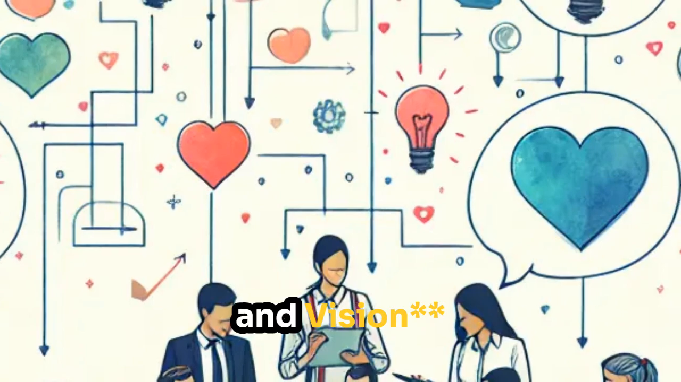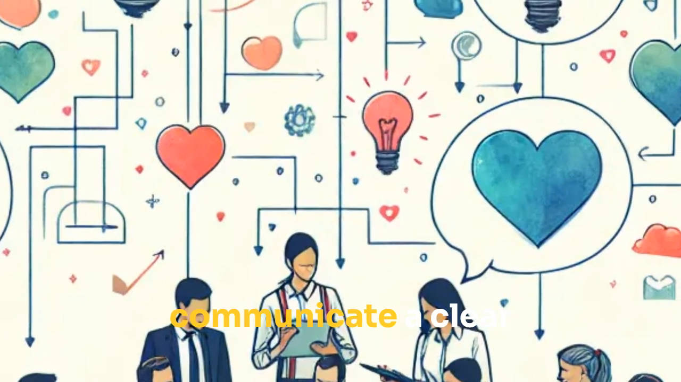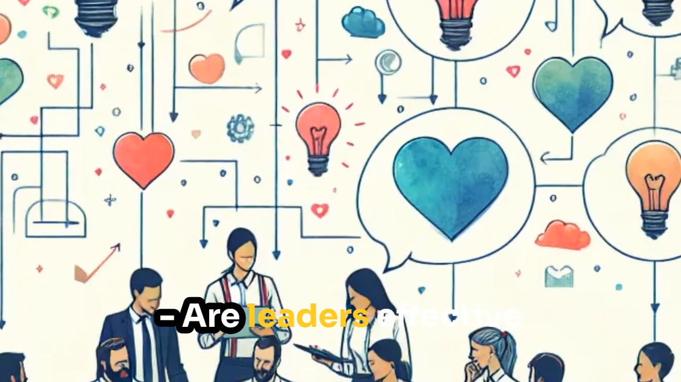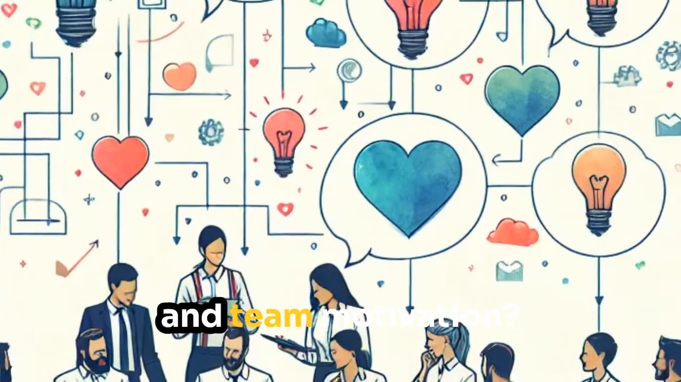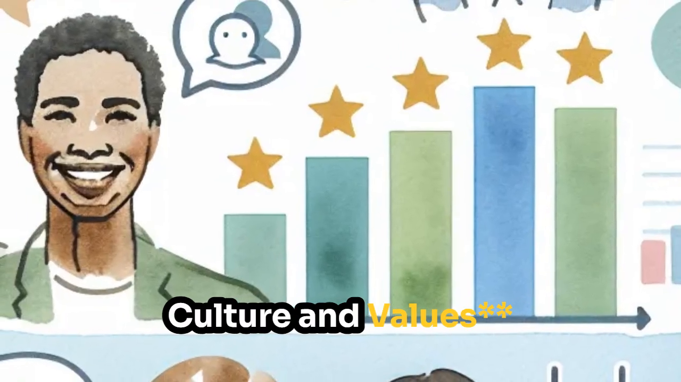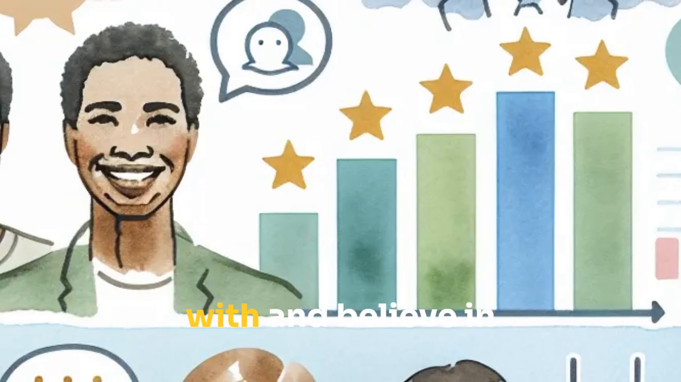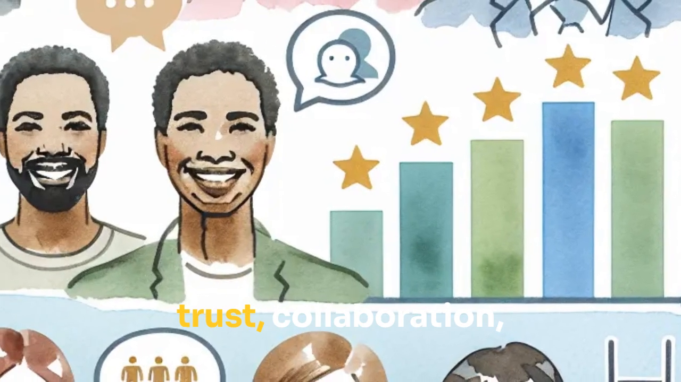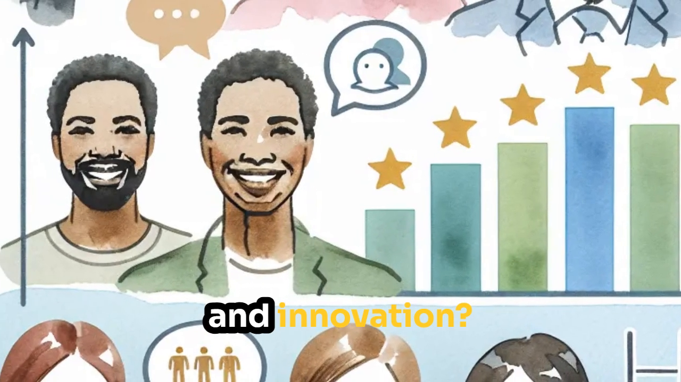1. Leadership and vision. Does leadership communicate a clear mission and vision? Are leaders effective in decision-making and team motivation? 2. Company culture and values. Do employees align with and believe in company values? Is there a culture of trust, collaboration, and innovation?